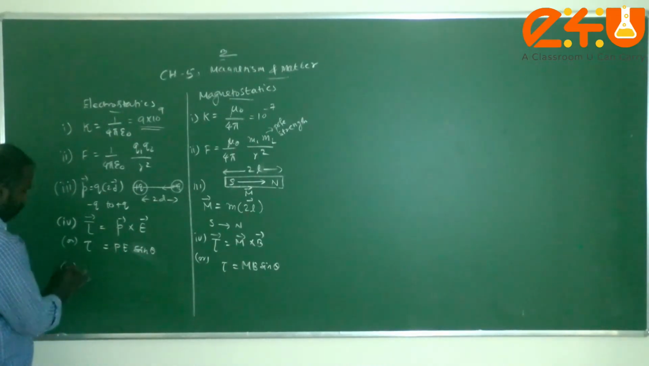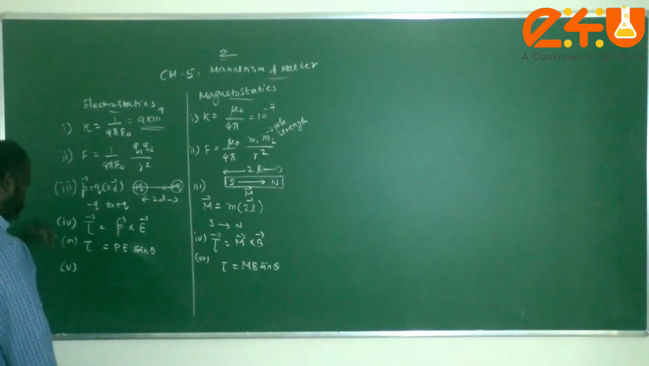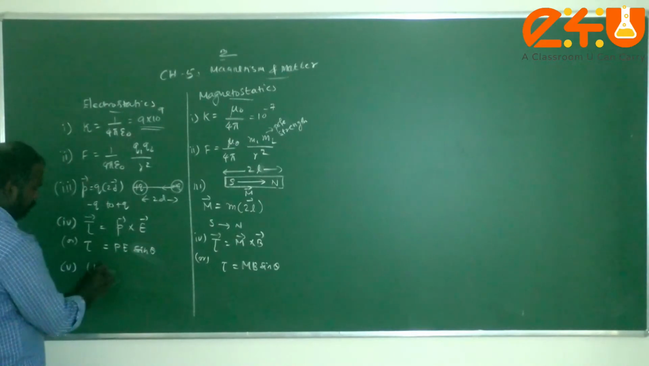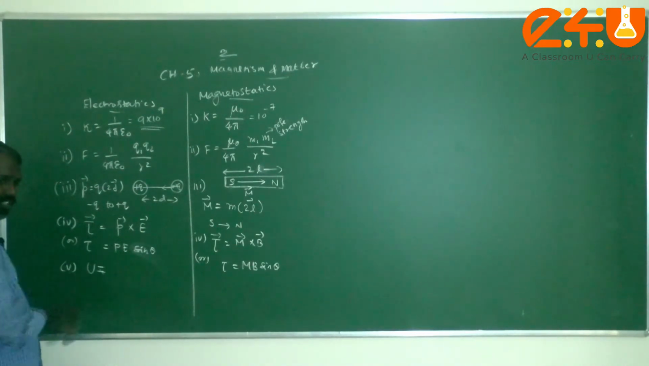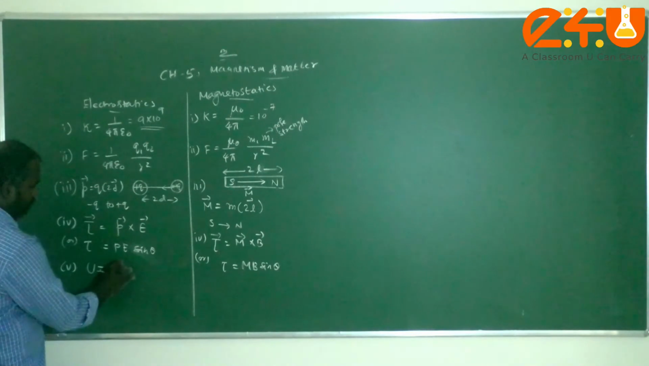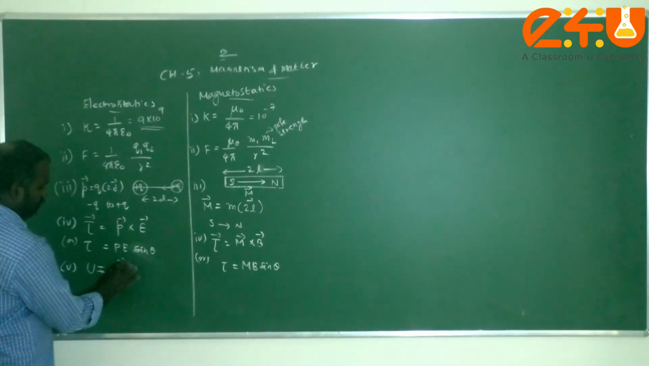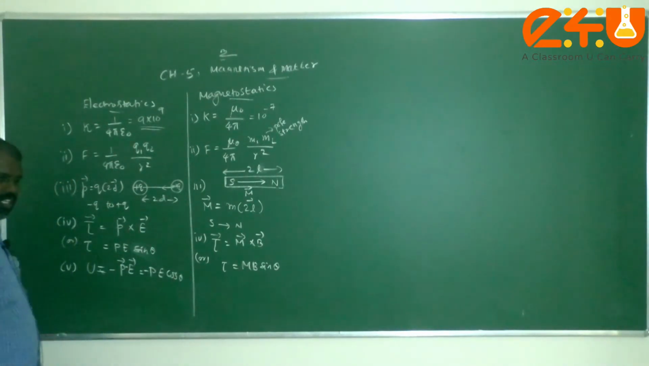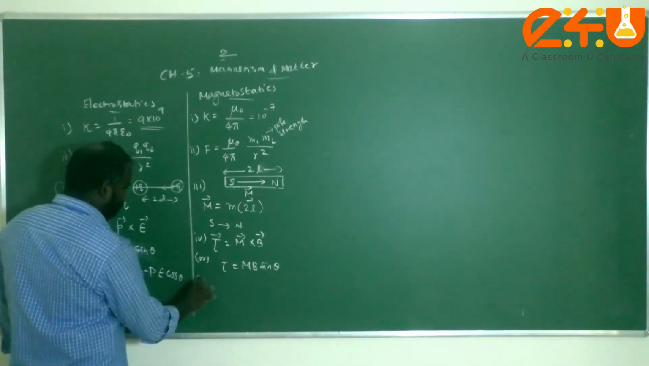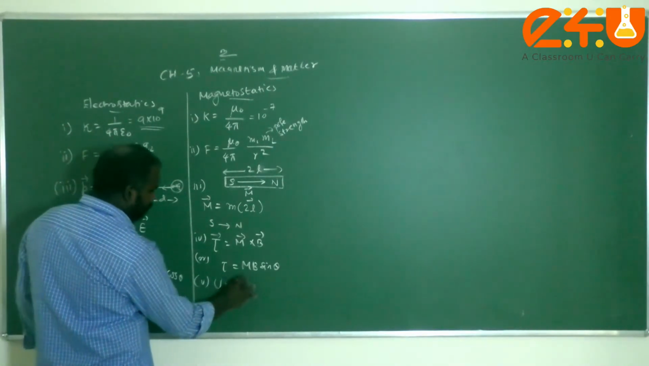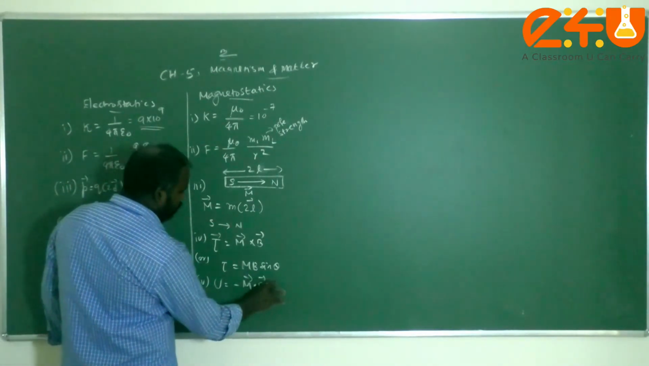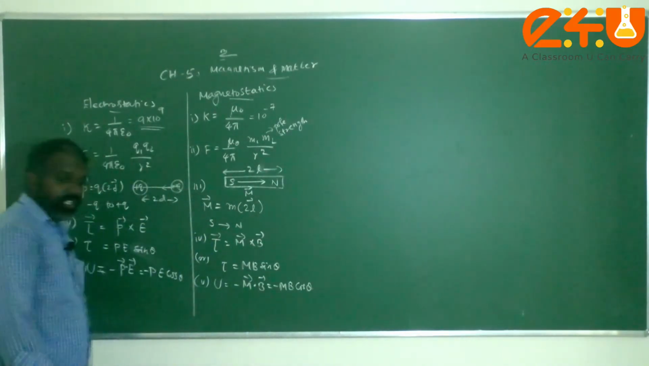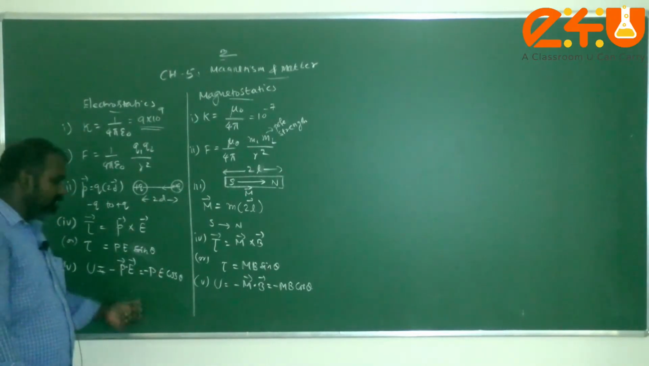The fifth one is potential energy. The electrostatic potential energy stored in the electric dipole is minus P dot E vector, or minus PE cos theta. Similarly here, the fifth one is U equal to minus M vector dot B vector, that is equal to minus MB cos theta. So this is another comparison.